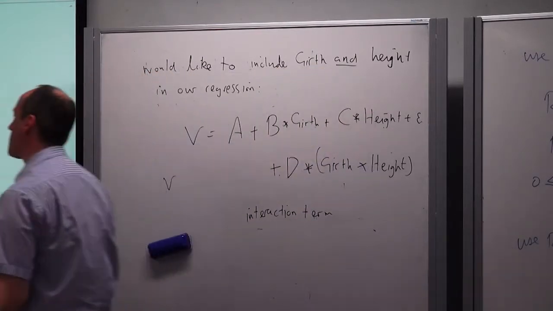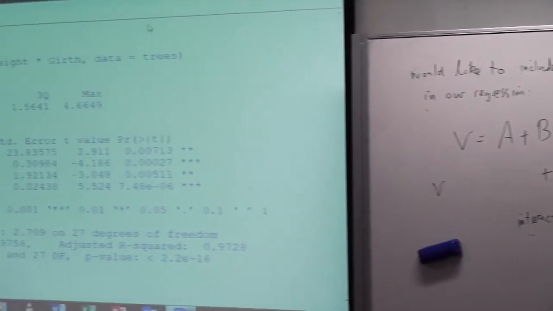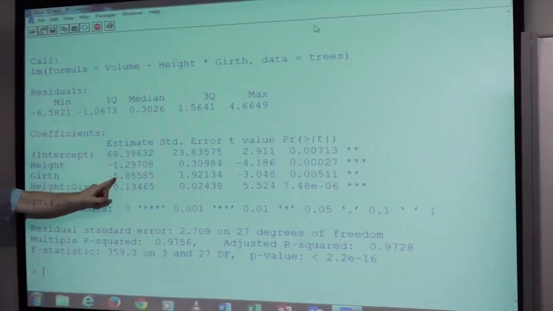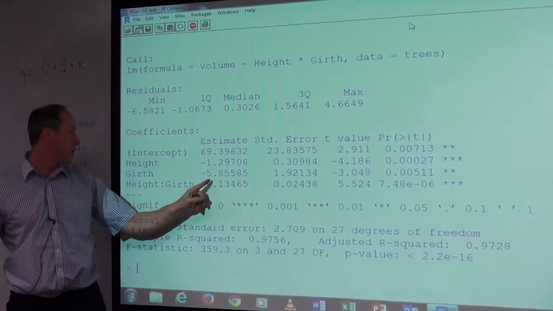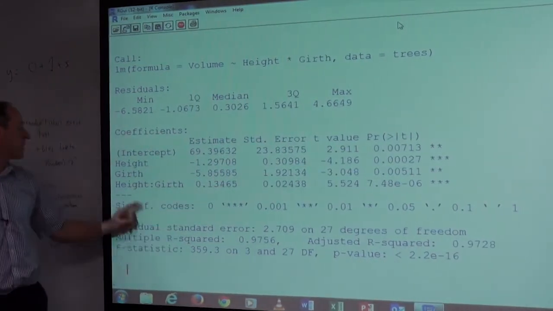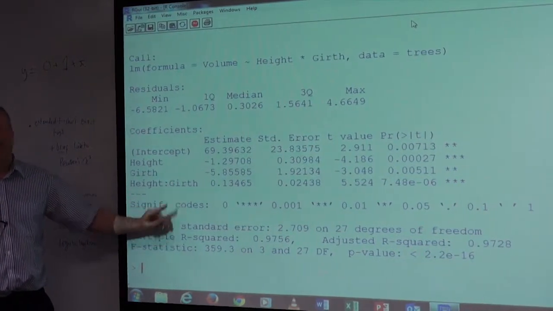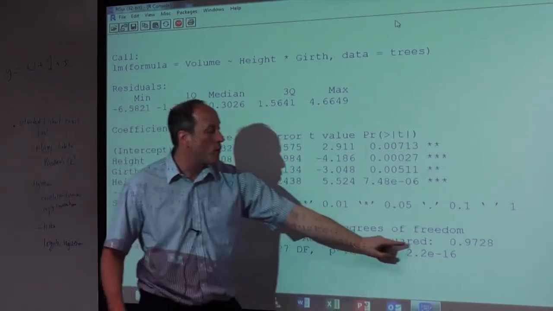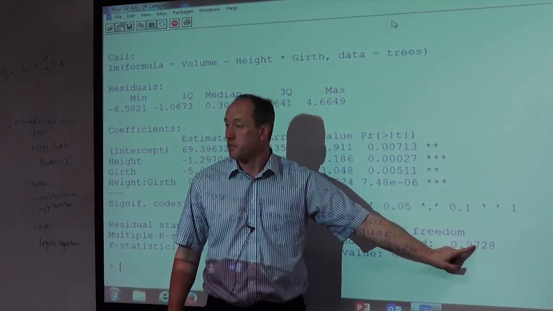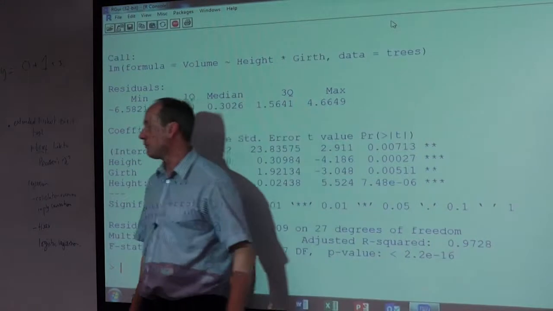Which is an interaction term. So A plus B. It's 69.39 minus 1.29 times the height minus 5.85 times the girth plus 0.134 times the height times the girth. Okay? And you'll notice that the r squared has crept up to 0.97. It's bounded above by 1, so it's 97%, which is pretty good.